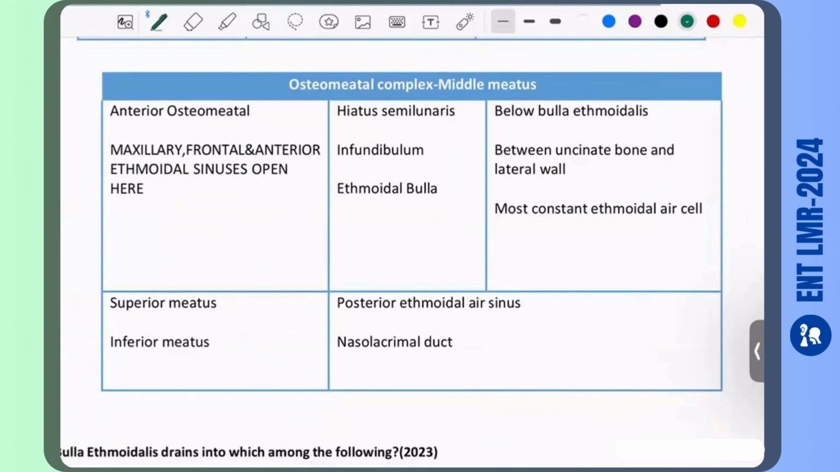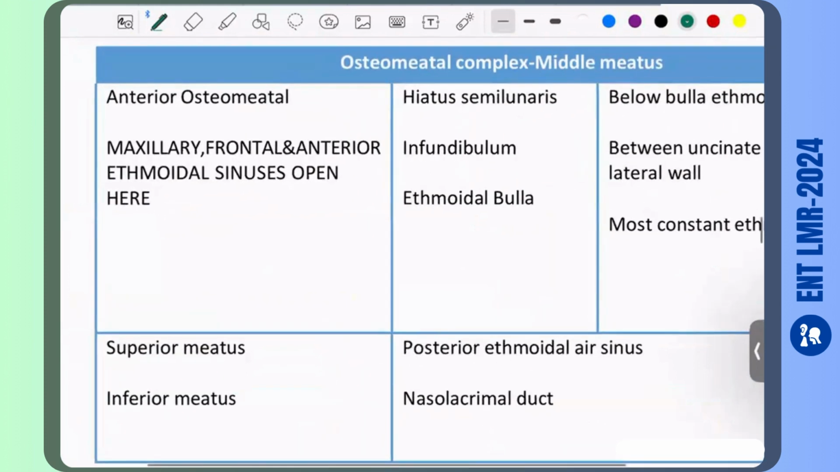The middle meatus is having the osteomeatal complex, which serves as the drainage point for sinuses such as the maxillary sinus, frontal sinus, and anterior ethmoidal sinus. All these sinuses open into the anterior osteomeatal complex. Some of the important landmarks in this middle meatus are hiatus semilunaris, infundibulum, and ethmoidal bulla.